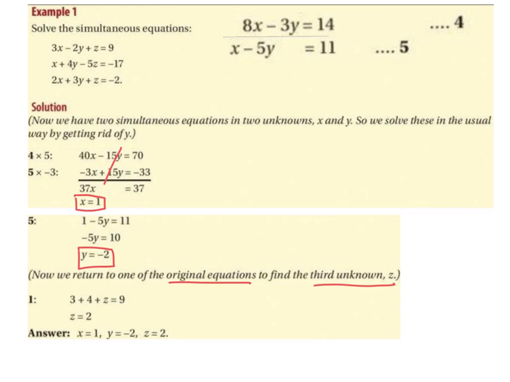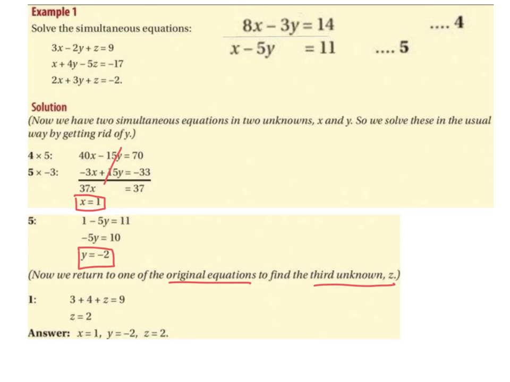So we're going to take equation 1, which is 3x minus 2y plus z is equal to 9. And we're going to swap that x for 1, so it becomes 3 multiplied by 1, which is 3. And we're going to swap that y for minus 2, so it becomes minus 2 multiplied by minus 2, which is plus 4. And the z stays the same, and the equals 9 stays the same.